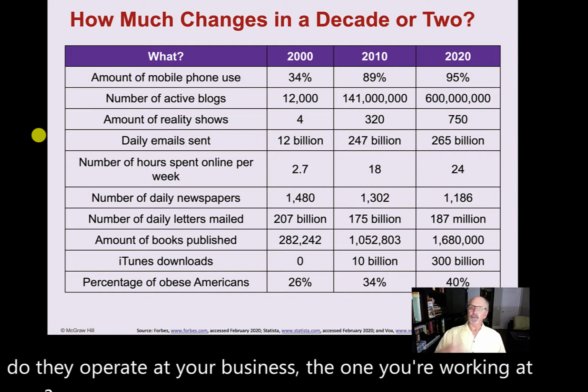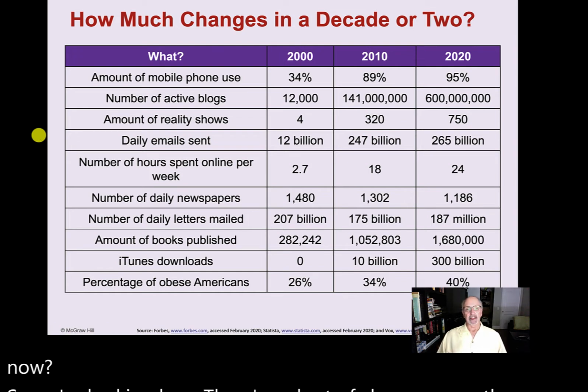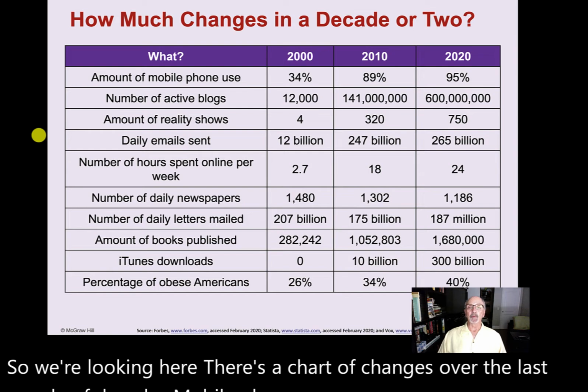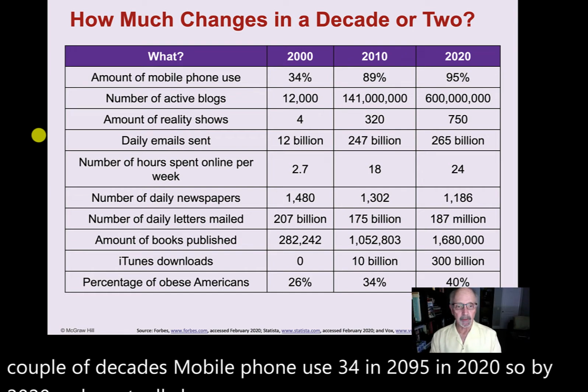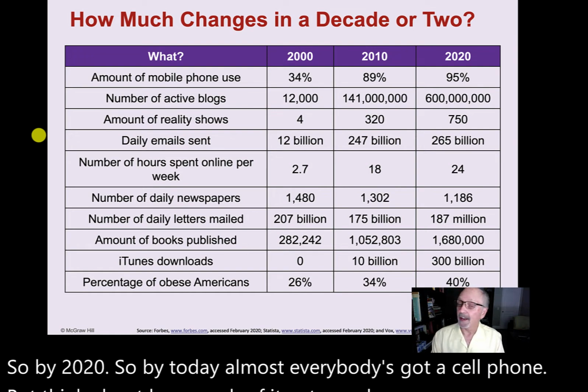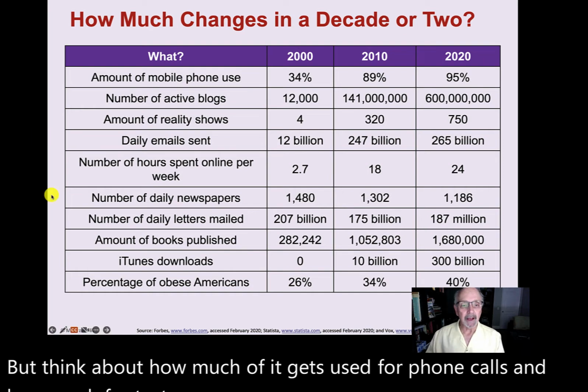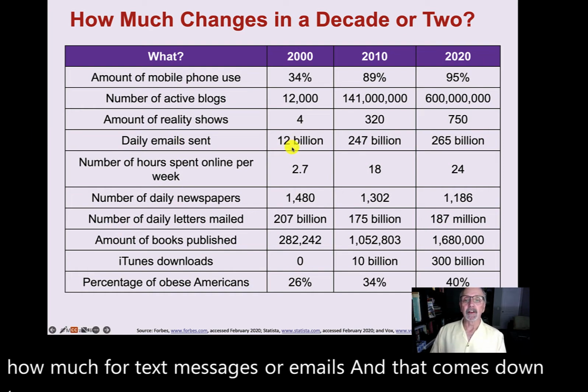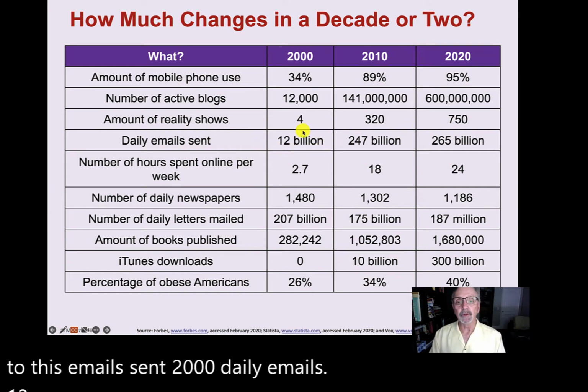So we're looking here, there's a chart of changes over the last couple of decades. Mobile phone use, 34% in 2000, 95% in 2020. So by 2020, so actually by today, almost everybody's got a cell phone. But think about how much of it gets used for phone calls and how much for text messages or emails. And that comes down to this. Emails sent, 12 billion daily emails in 2000. Today, daily emails sent 265 billion, more than 20 times the number.